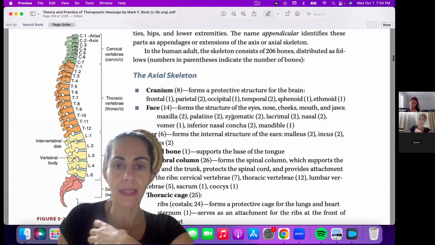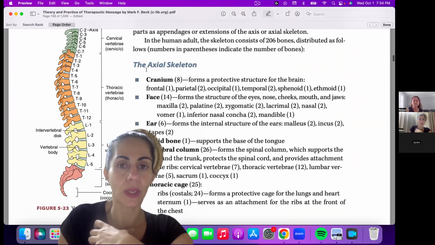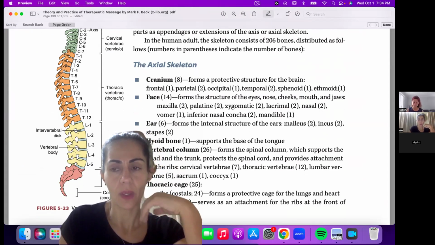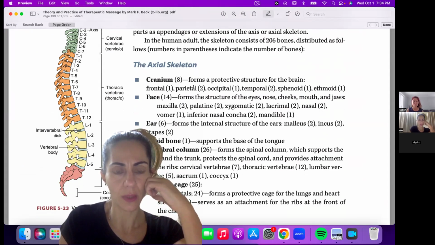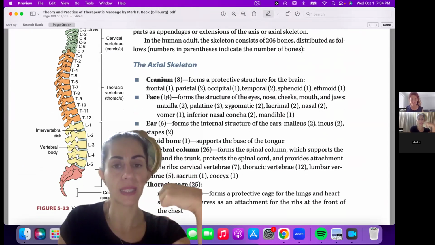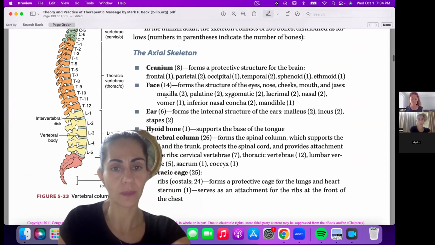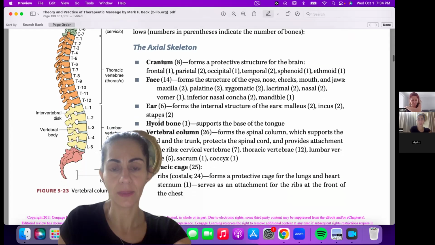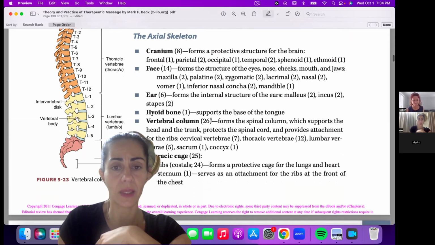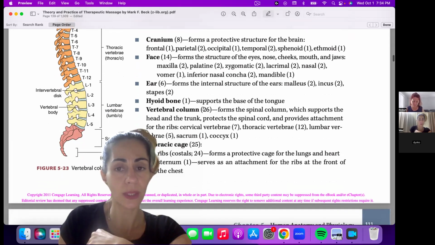I can highlight the bones here. So in the axial, we have the cranium, which is the head. It has 8 bones, and these are the names of the 8 bones. Were you with us in the class when we discussed all these bones? I was, yes. Okay, great. So we have the cranium and the face, which consists of 14 bones. We have the ear bones, the hyoid bone at the base of the tongue, and the vertebral column, which is 26 bones.